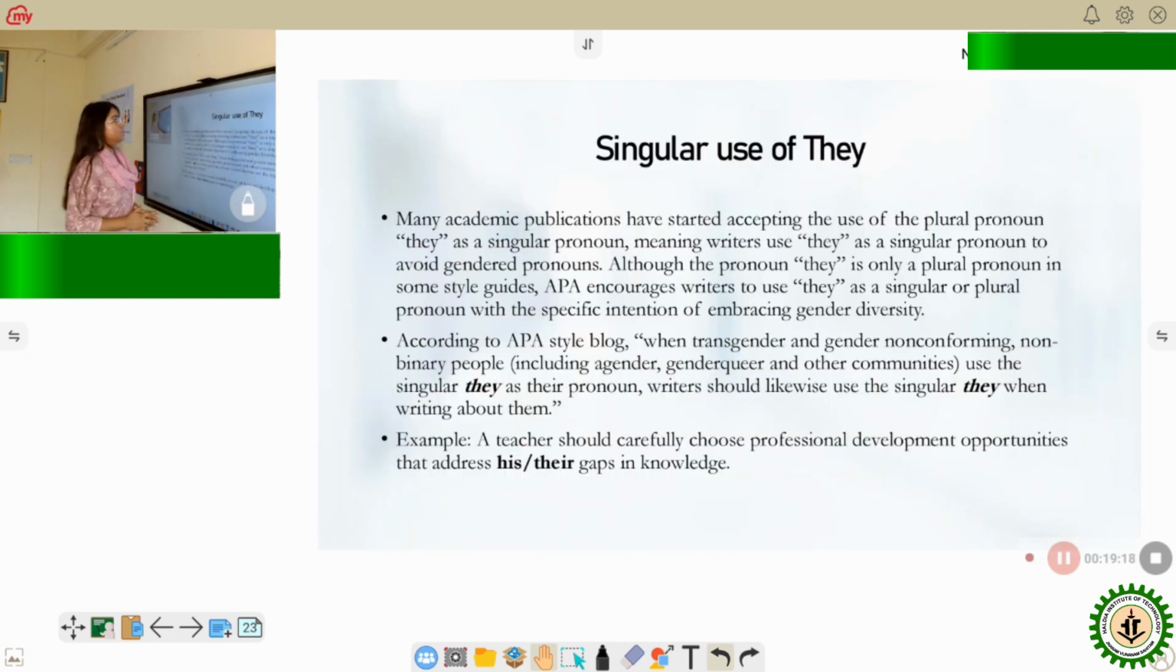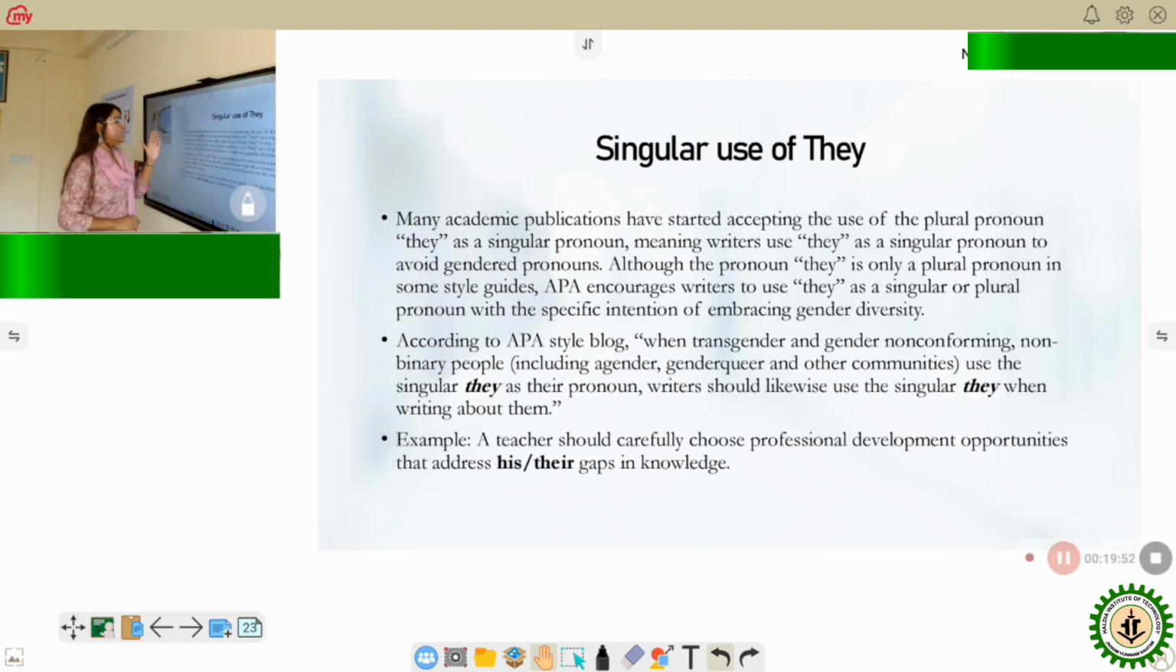Now, nowadays there is a movement that says that we have to keep in mind the non-binary people who don't identify themselves with a particular gender, okay, asexual, or even third sex. So we have to use inclusive phrasing, okay. APA means American Psychological Association. They recommend the singular use of the word they.